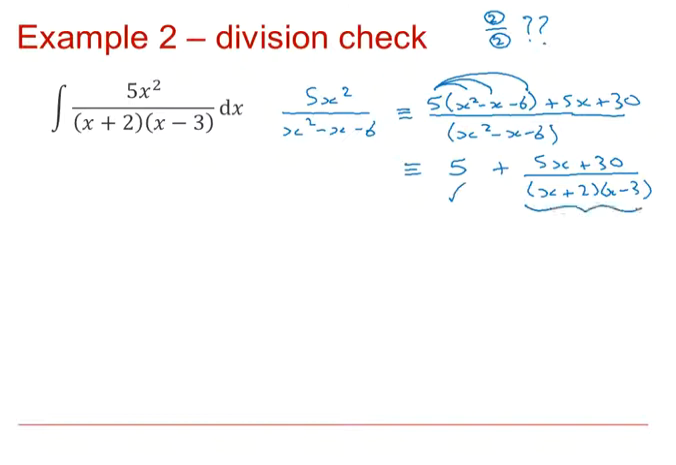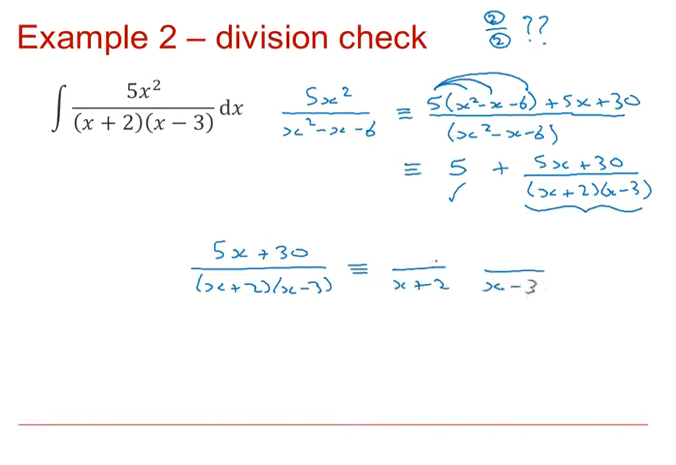All we've got to do now is to take the 5x plus 30 over x plus 2 times x minus 3 and put that into appropriate partial fractions. We've got a linear factor in the denominator and another linear factor, so we could use constant A and constant B.